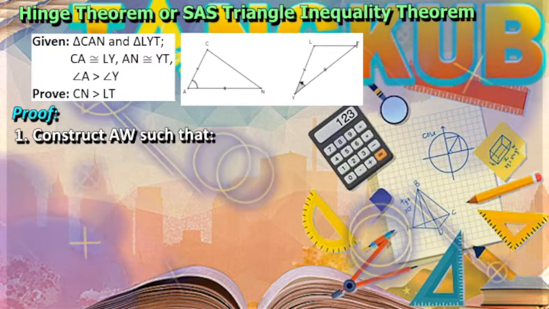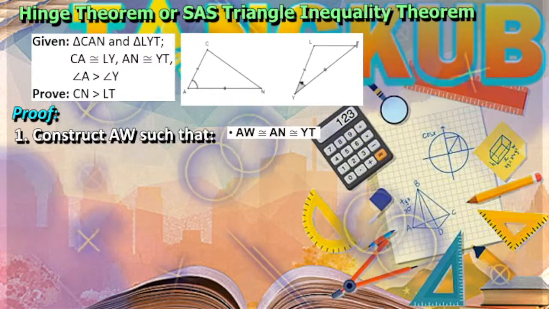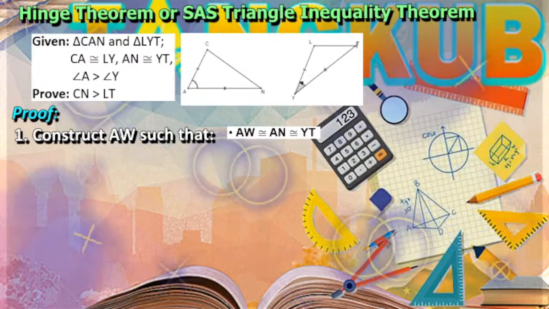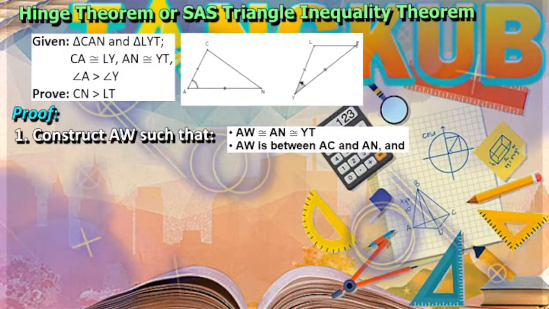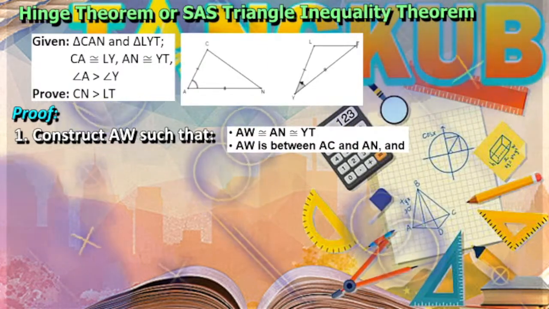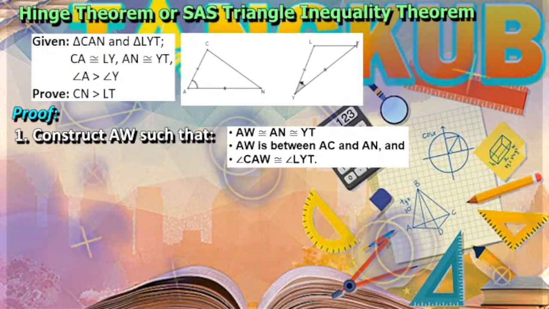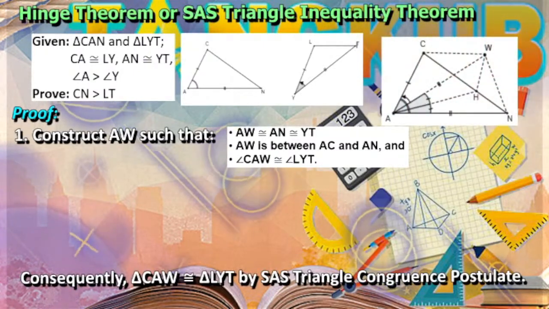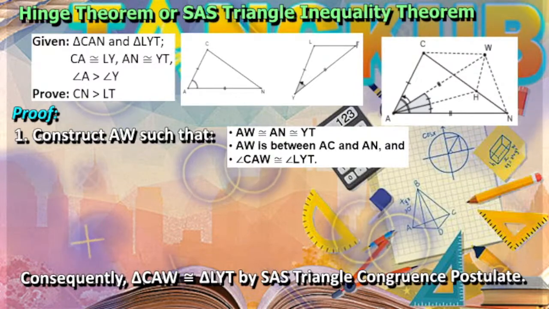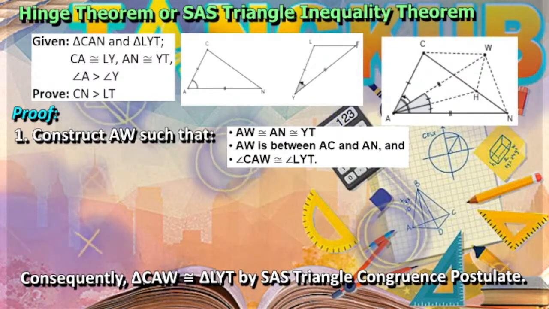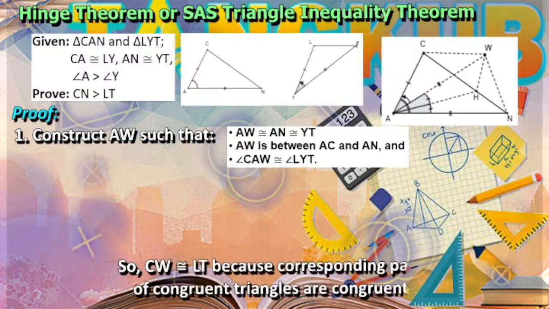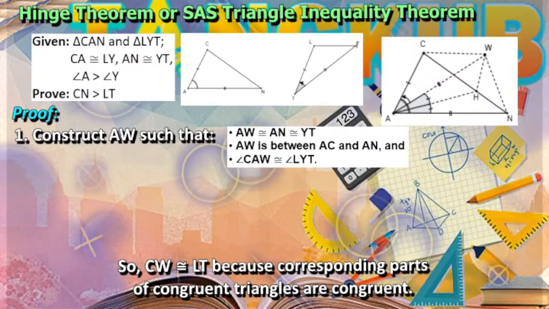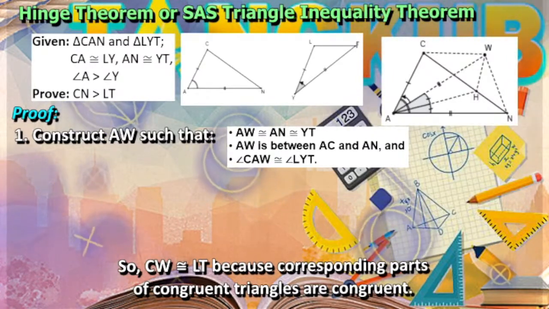First, construct segment AW such that AW is congruent to side AN and is congruent to side YT. Next, segment AW is between side AC and side AN, and angle CAW is congruent to angle LYT. Consequently, triangle CAW is congruent to triangle LYT by the SAS or side-angle-side triangle congruence postulate. So, segment CW is congruent to segment LT because corresponding parts of congruent triangles are congruent.